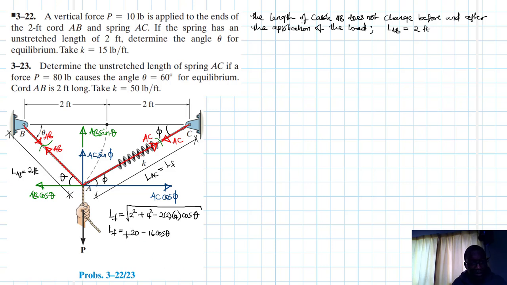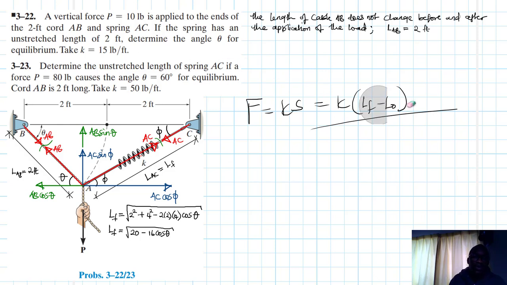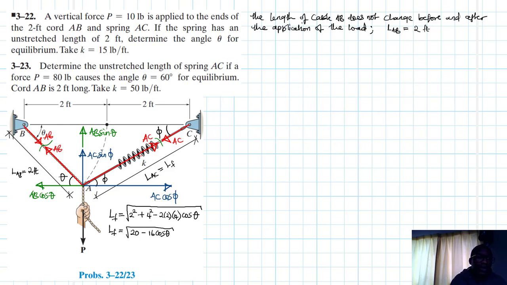Okay. So this is our L final, expressed in terms of theta. We need this because AC is a spring force. A spring force is equal to Ks according to Hooke's law, where s is the change in the stretch, which is just L final minus L original. Okay, what else?